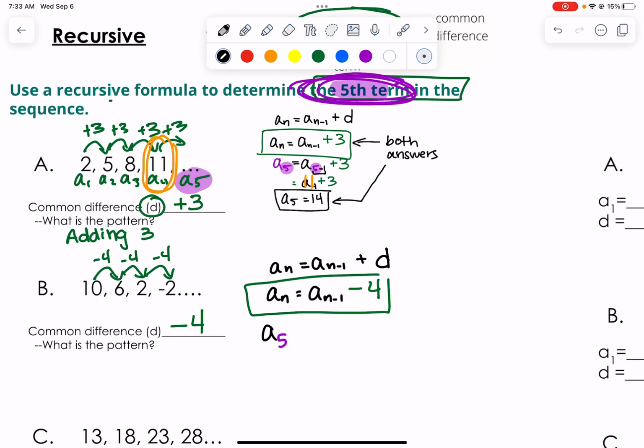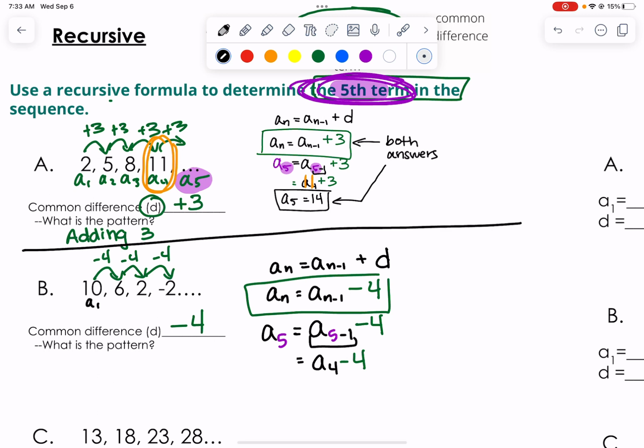So we have A5 equals A5 minus 1 minus 4. So right here, this part is equal to A4 minus 4. But we know that A4 in this second question, because remember, on the second question, we have A1, A2, A3, A4. Our A4 for this one is negative 2. So right here, I'm going to put negative 2. So we have negative 2 minus 4.